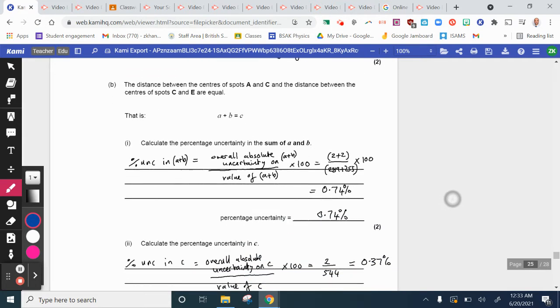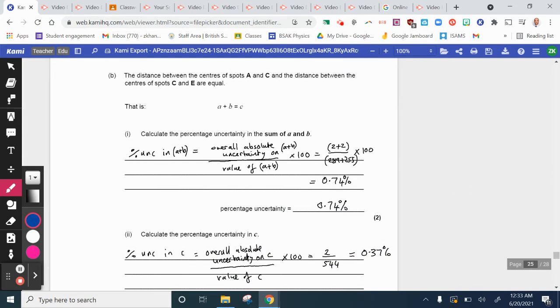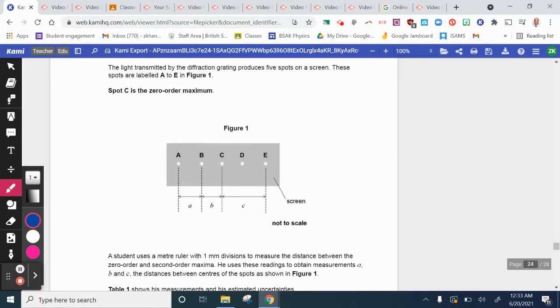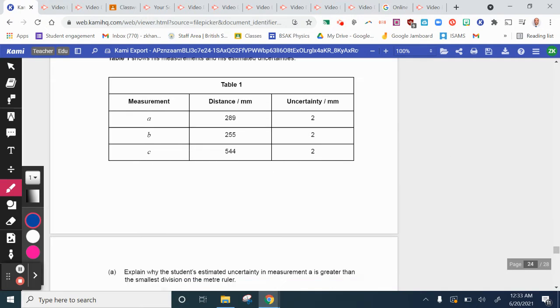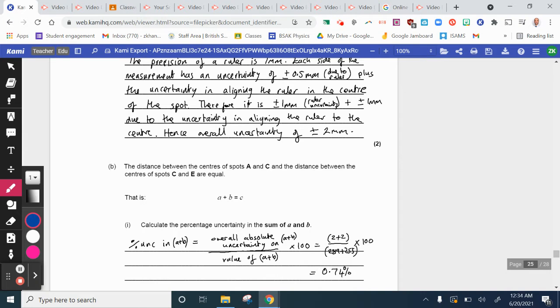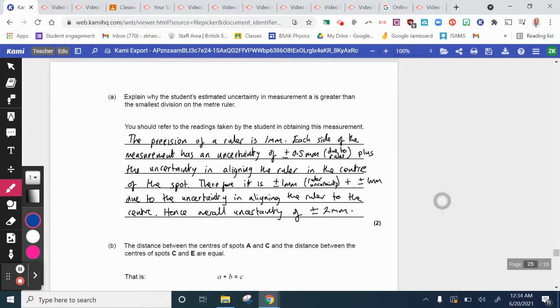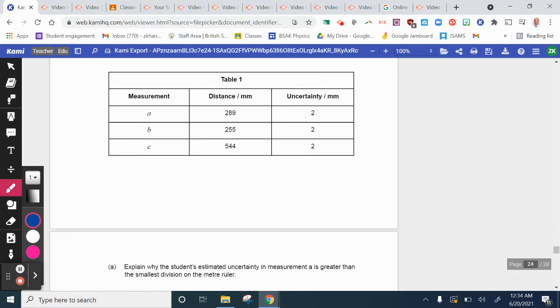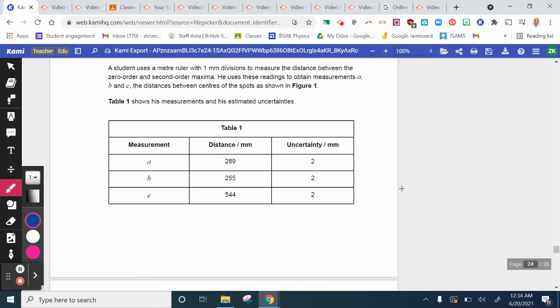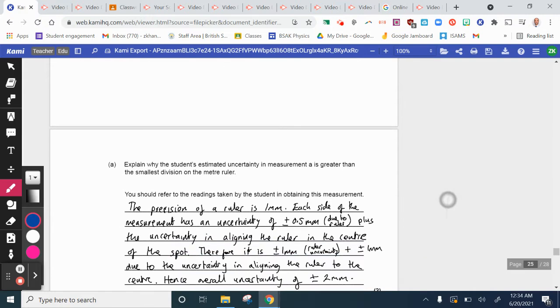Part B. The distance between the center of spot A and C and the distance between the center of spot C and E are equal. So the distance between here and here, and here and here, are the same, and A plus B is equal to C. So these two distances are the same as that distance in total, and as we can see, that is true. That plus that gives us that there: 289 plus 255 gives us 544.